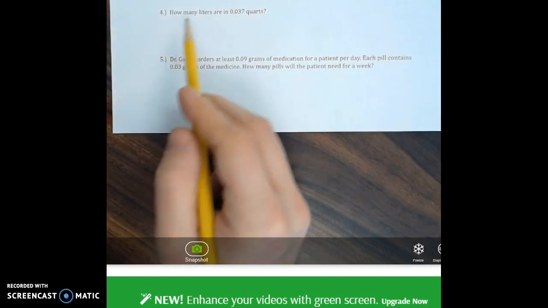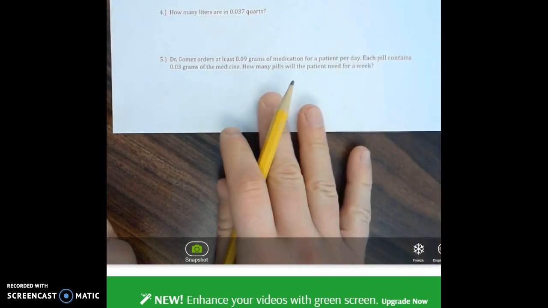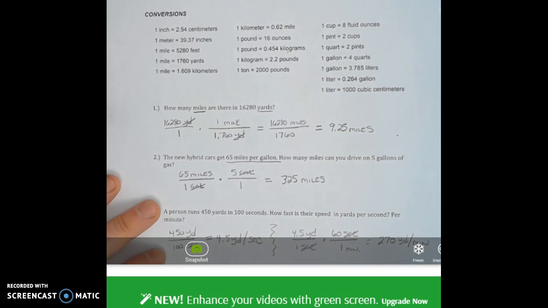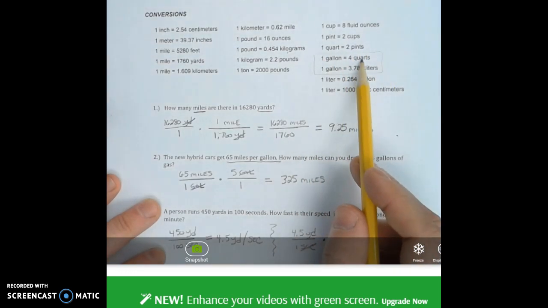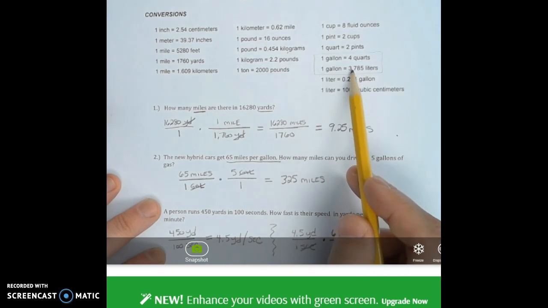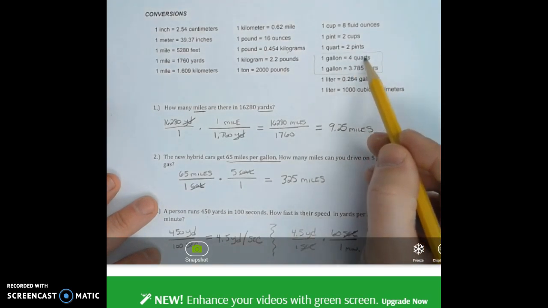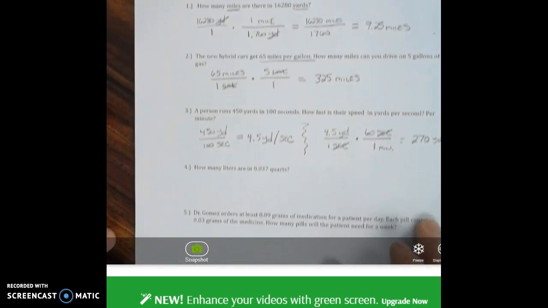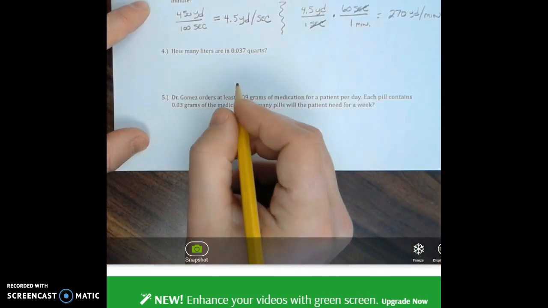In the fourth example, we want to know how many liters are in 37 thousandths of a quart. Looking back up here at my list, there's a couple of conversions that are going to be helpful. I know that a gallon is equal to 4 quarts, but I also know that a gallon is equal to 3 and 785 thousandths liters. So technically, 4 quarts is the same as 3 and 785 thousandths liters. That's what I'm going to use to set up my first initial ratio down here.